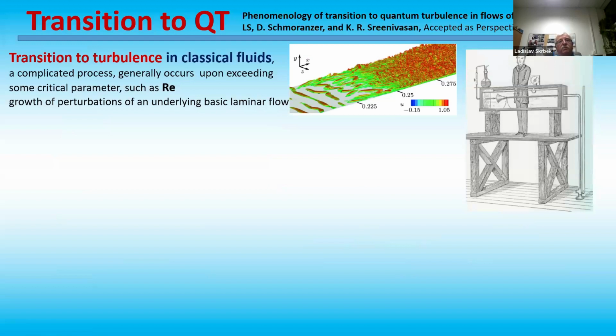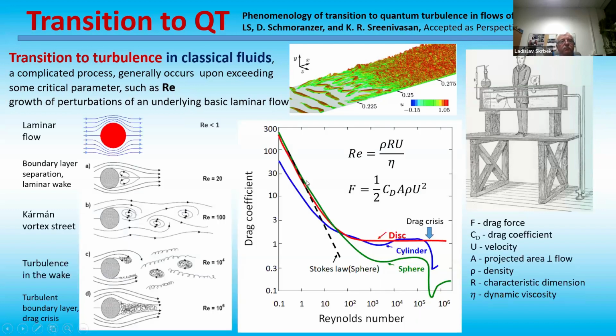So let me say a few words about transition to quantum turbulence. We recently wrote a perspective which will appear in PNAS. So transition to turbulence in classical fluids is a complicated process, as we all know. It started with the famous experiment of Osborne Reynolds. And we know that if you do numerical simulations, this is the way turbulence appears and gets excited and generated in the flow past a flat surface.